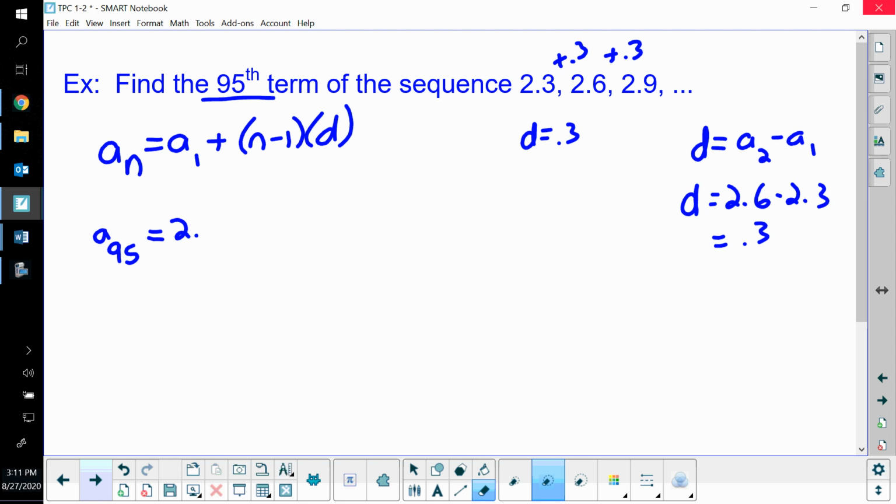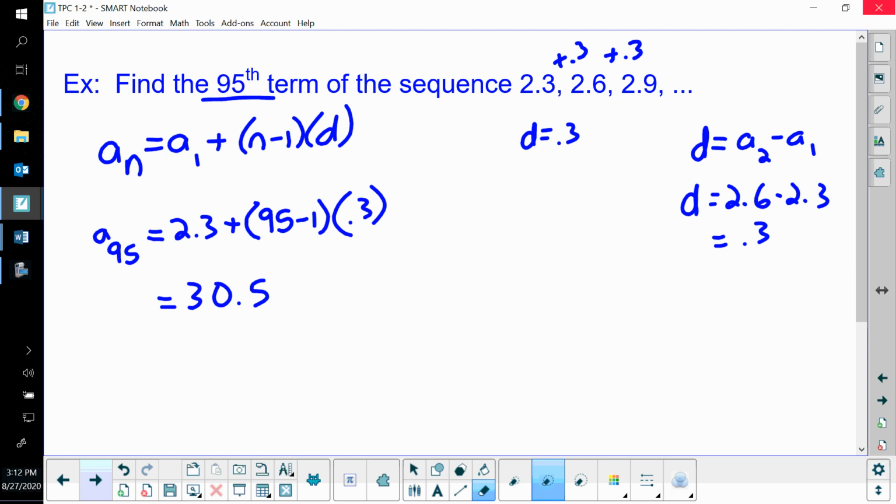Our A1 here is 2.3 plus parentheses our n that we're working with, our term number is 95, and then the D, what we're adding each time, was 0.3. So from here, all we would do is punch the entire right side in the calculator. And when we do that, we get that the 95th term is 30.5.